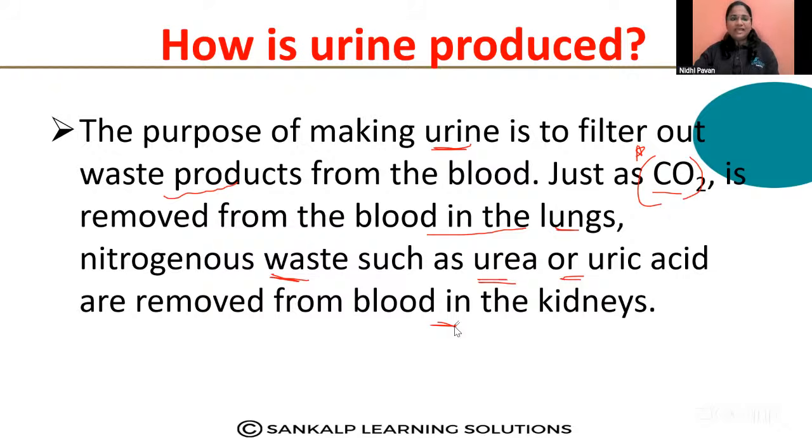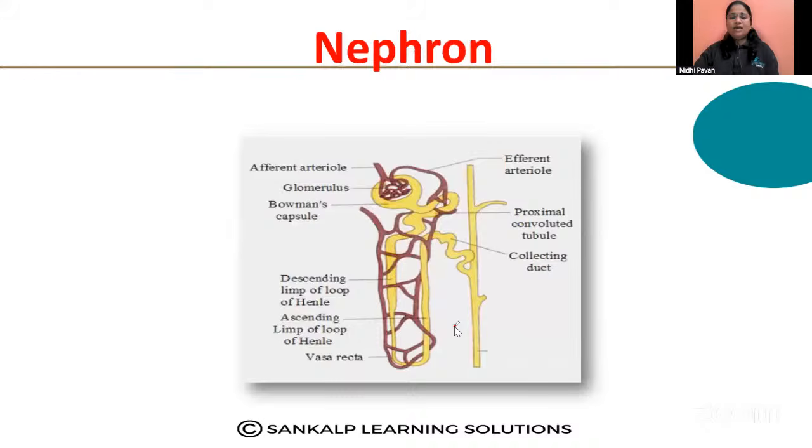Okay, next. So here you can see the nephron. What is a nephron? When we see the kidney, each kidney is made up of 1 million cells.